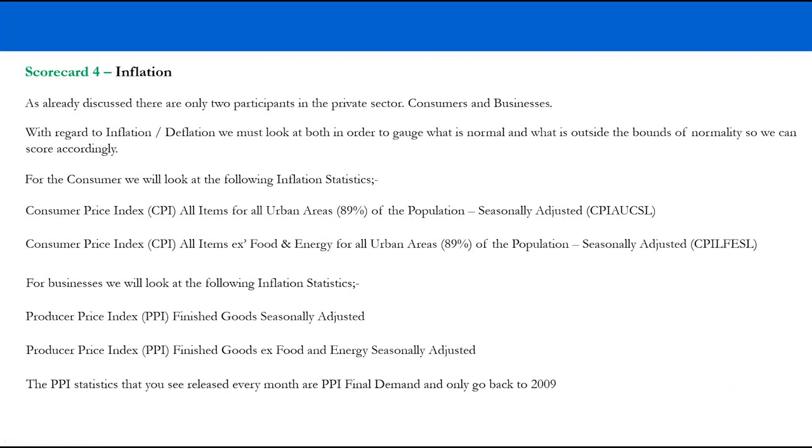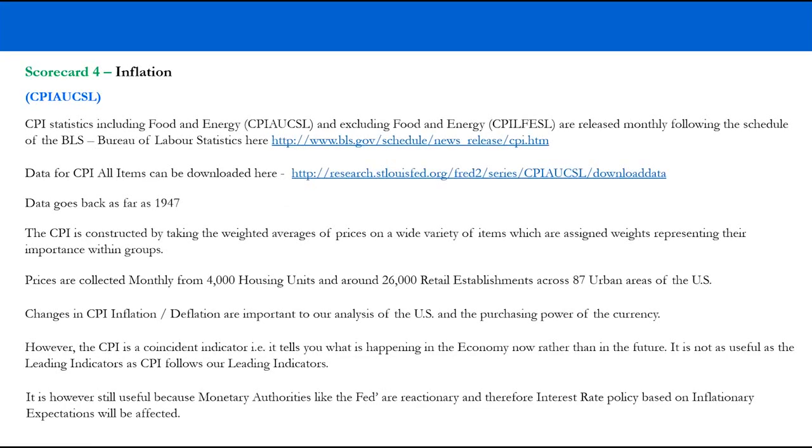Okay, so we should start with the CPI, the Consumer Price Index, all items. The CPI stats, including food and energy, we have a code for them here, which is the generally accepted code when you're searching for inflation statistics. So the code is CPIAUCSL, so that's CPI stats including food and energy. The excluding food and energy code is CPILFESL. So we'll be looking at that later.